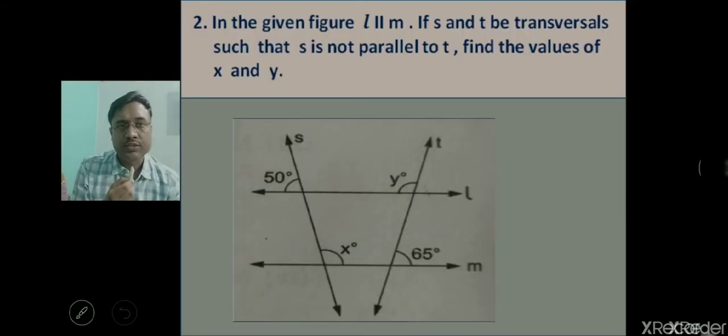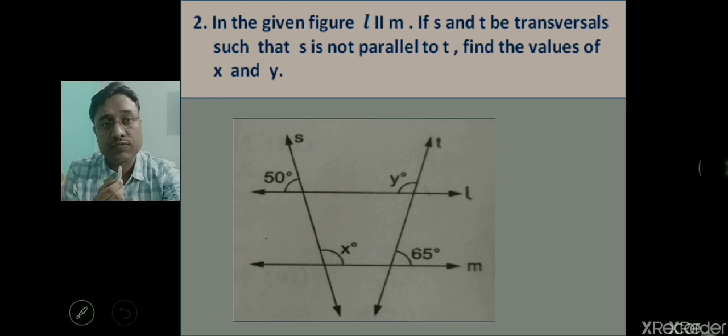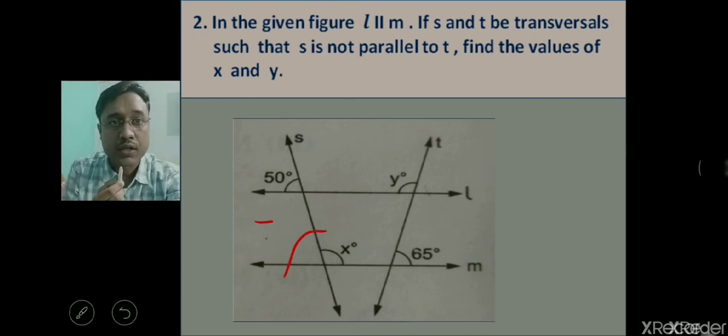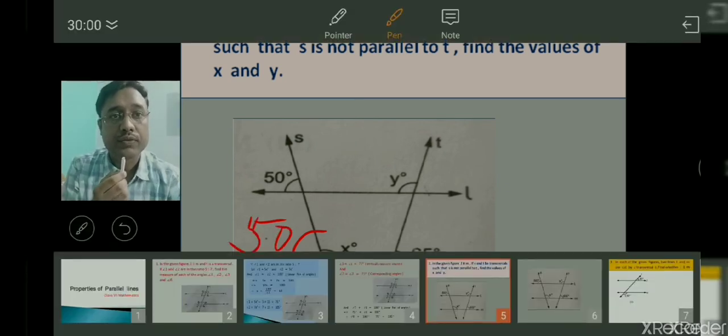Now the next question: in the given figure, L and M are two parallel lines, and S and T are two transversals such that S is not parallel to T. Here the two transversals S and T are not parallel to each other. Then find the values of x and y. Here you can see this 50 degrees, these two are corresponding angles. So this is also 50 only. Here this angle also you can write is 50.